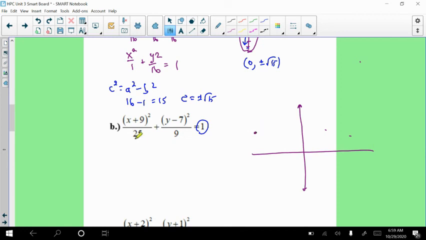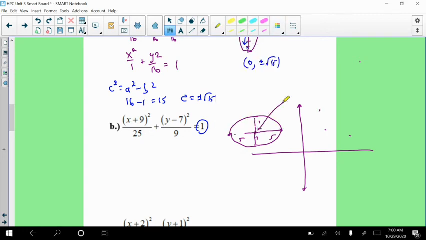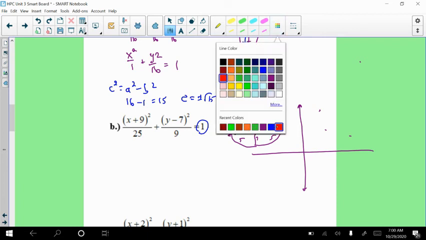And then in the x direction, I go 5. So I go out 5 in that direction, 5 in that direction. And then I'd go 3 in the y direction from the center. 3 and 3. So I draw my ellipse. And remember, we said the center was -9, 7 right there.